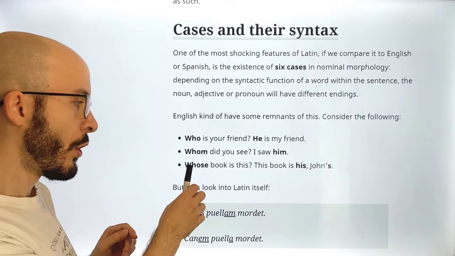Okay, so here we have this table. And what do we do with this table? We just learn it by heart. There's no trick, we just have to learn it. We can try to recite it. We can write it down several times.